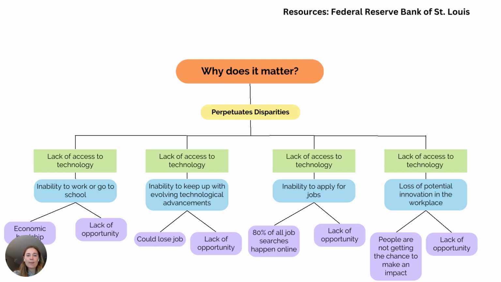So now we're going to talk about why it matters. And I found a lot of the information on this slide from the Federal Reserve Bank of St. Louis. But the biggest thing that I could summarize to why it matters is that it really perpetuates disparities. And so I'm just going to touch on the four main areas that it creates disparities in. And there's more than this, but this is how I wanted to summarize it and how my resources defined it. So the first one is that the lack of access to technology creates an inability to work or go to school.